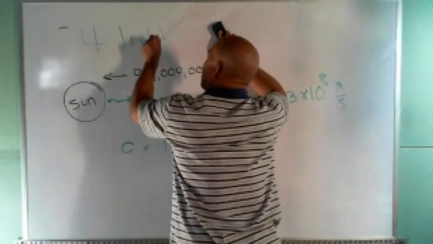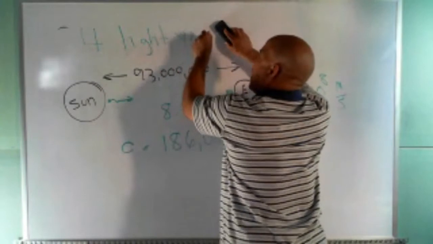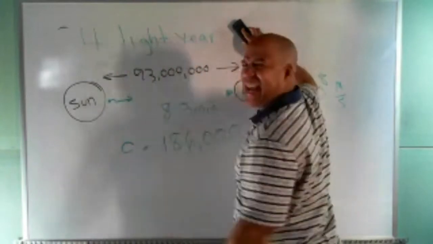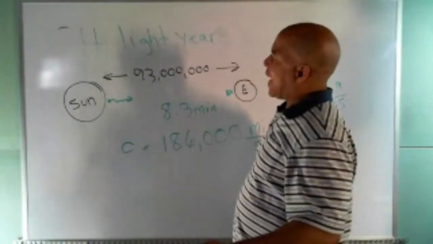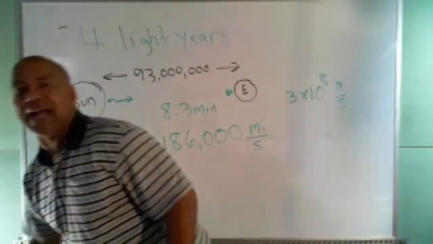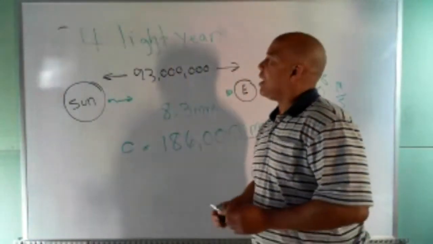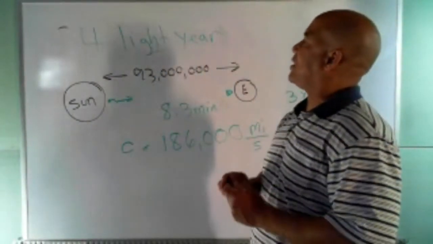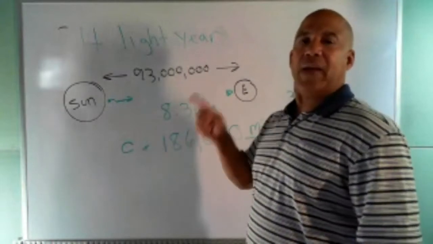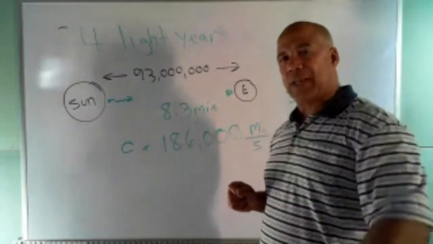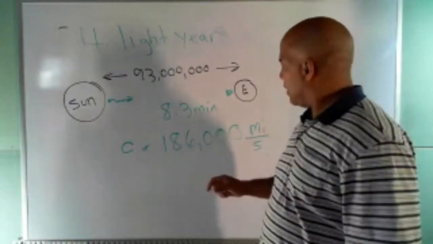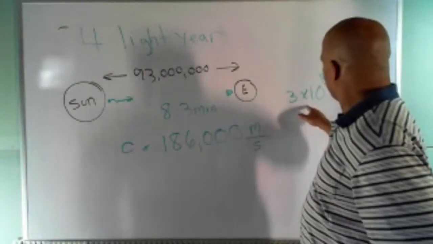4 light years. And what the heck is a light year? A light year is a distance. It's not a speed, it's a distance. A light year is the distance that light would travel in 1 year. Now, you got to really think about this. Look how fast light travels. 300 million meters a second.